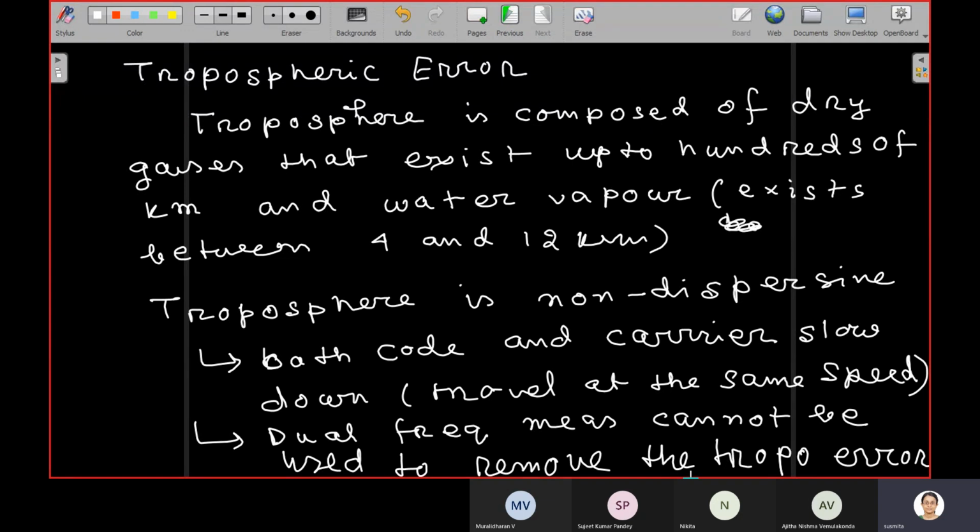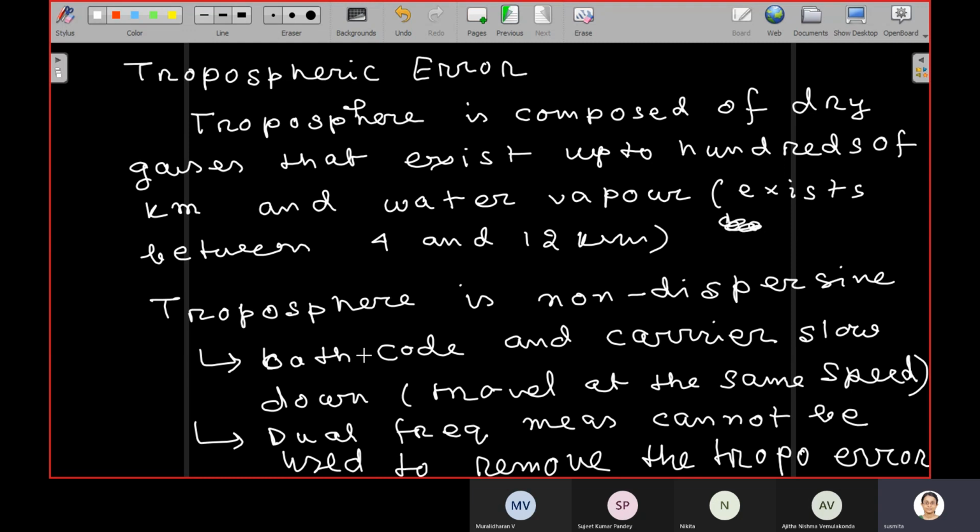Okay, so yesterday we were discussing the effect of the troposphere. We noted that the troposphere is a non-dispersive medium, meaning both code and carrier are affected the same way while traveling through the troposphere, and in fact both of them slow down. They travel at a speed less than the speed of light in a vacuum.